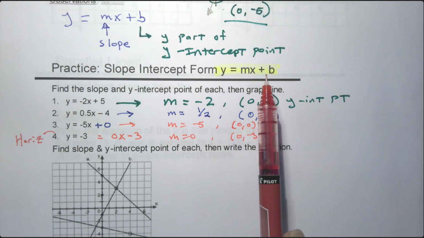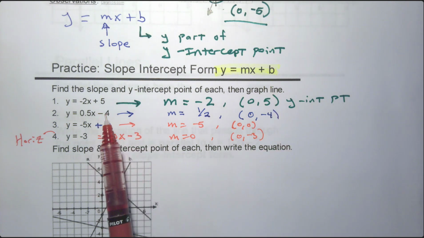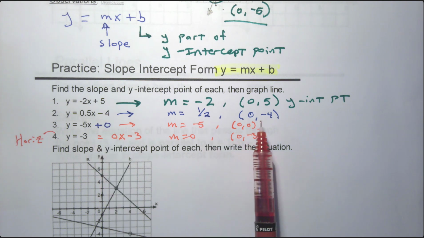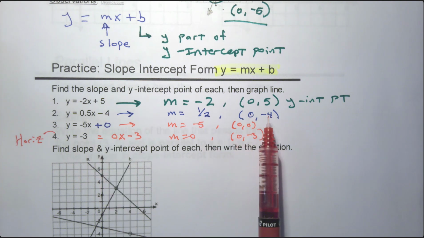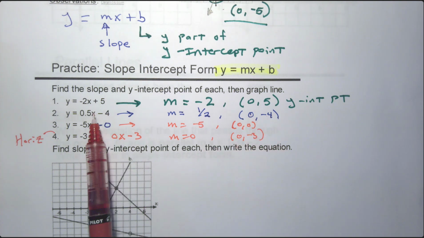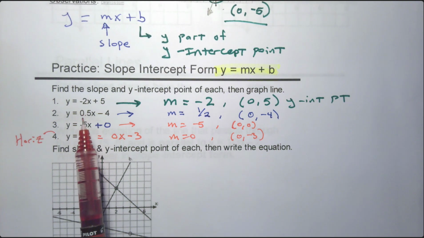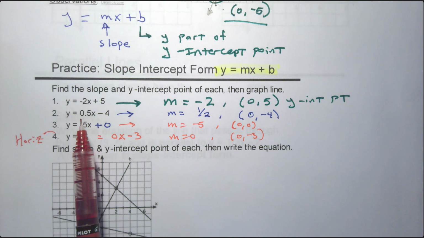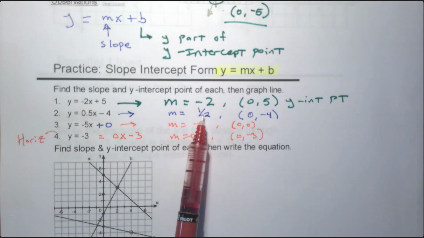Now this one says plus b, this one says -4. So the b number is -4. That's my y-intercept point. Now, the slope was a decimal, but if we change 0.5 into a fraction, it's better to have slope as a fraction. That's a 1/2 slope.